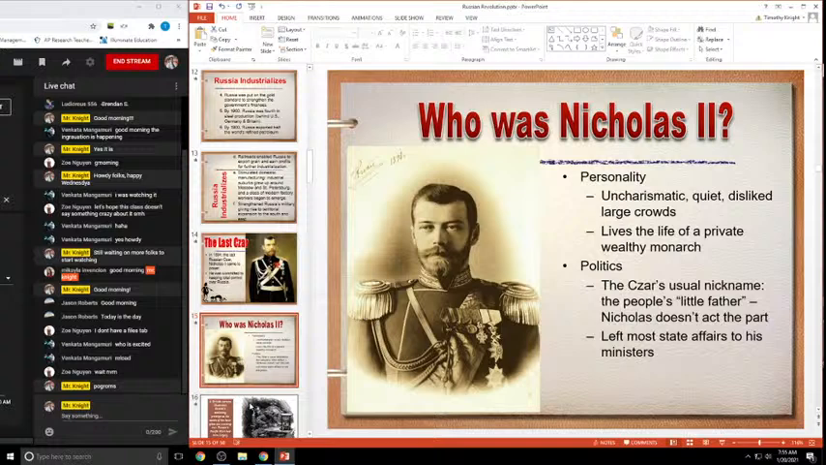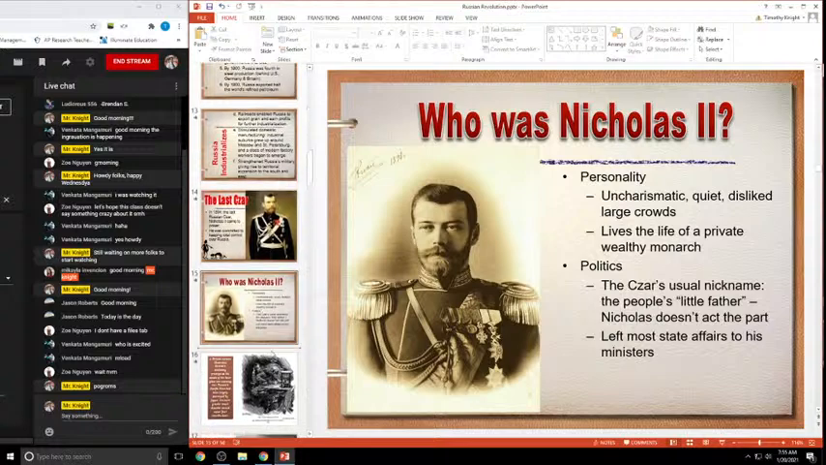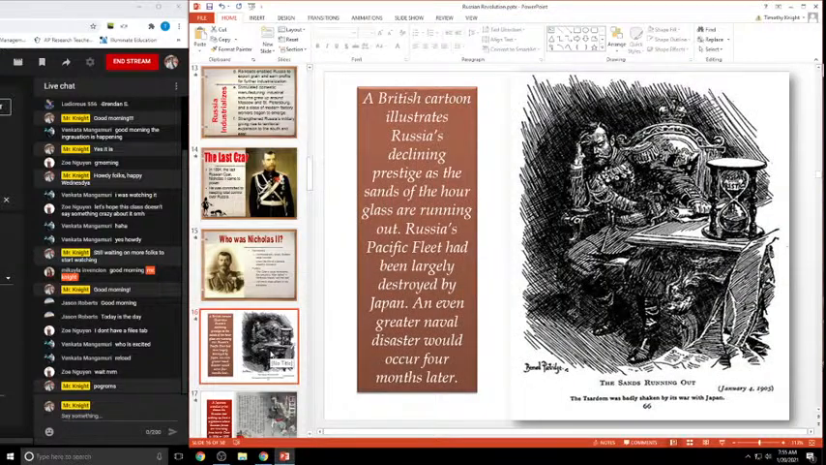Politically, the Tsar's usual nickname, the people's little father, Nicholas doesn't really act the part. And this says he left most of his state affairs to his ministers. There are other ways, though, in which Nicholas II is unwilling to give up authority to other folks. And when I say it's really only when Rasputin comes around that he starts to leave affairs to his ministers as he goes out and is preoccupied with the war. But early in his reign, he's kind of a control freak.